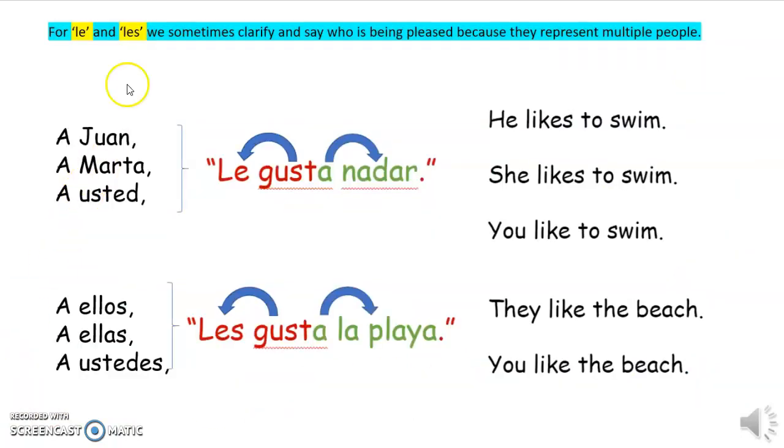So sometimes we clarify for le and les because it's not clear exactly who this represents. So you could say, a Juan le gusta nadar, a Marta le gusta nadar, a usted le gusta nadar. And the same for the plural. Les could be for ellos, ellas, ustedes, or more than two people, Marta y Julio, etc. So just note this part is for who is being pleased, so it's plural, but this is an A because playa is singular.